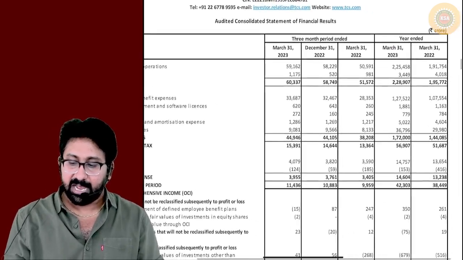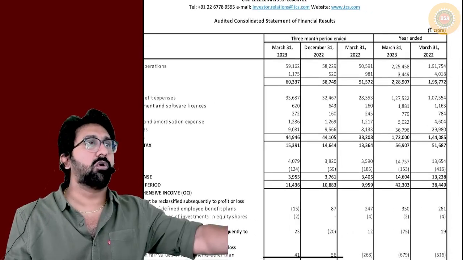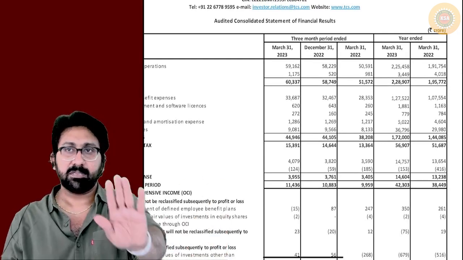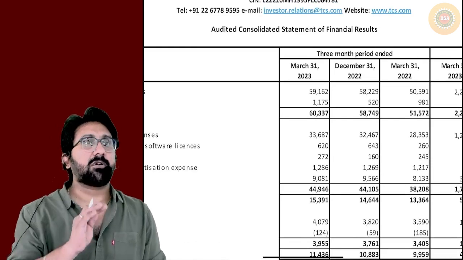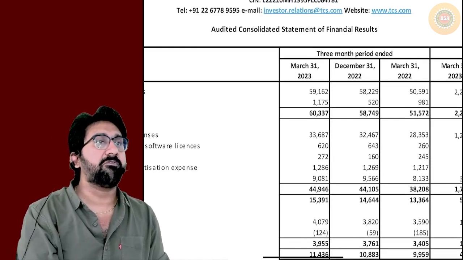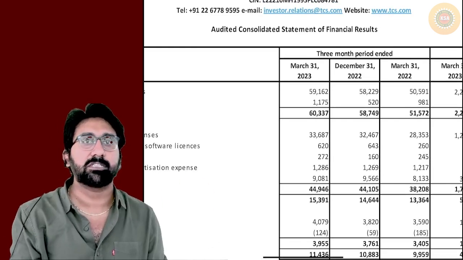This is called consolidated. No one, don't interrupt me. Please, listen first. When you don't know, listen. Don't make side comments. This is called consolidated financial results. Everyone repeat what it is called.